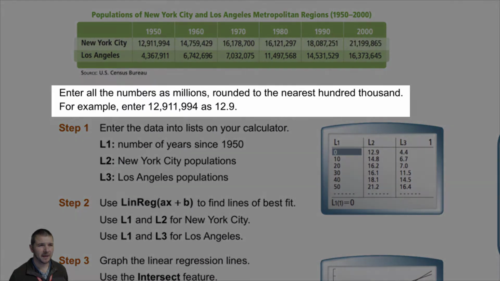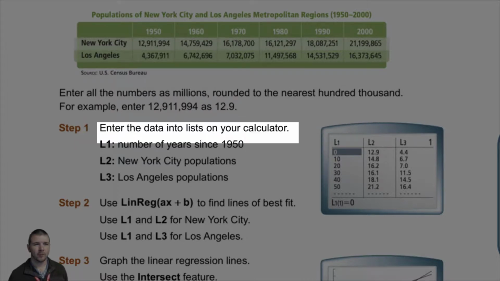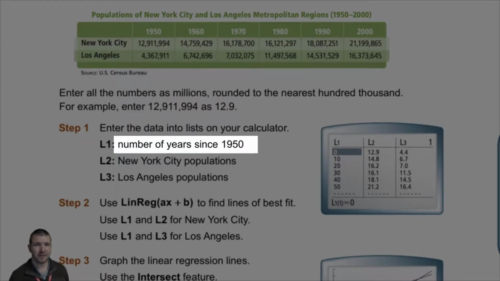Well, to simplify things, we can enter all the numbers as millions rounded to the nearest 100,000. For example, enter 12,911,994 as 12.9. We'll also let our input variable to represent years be years since 1950.